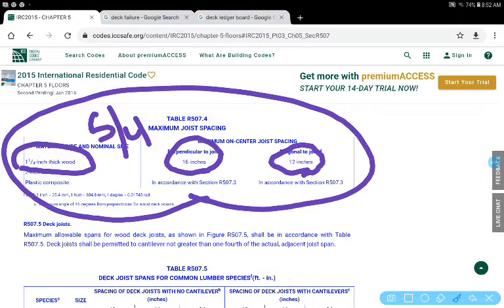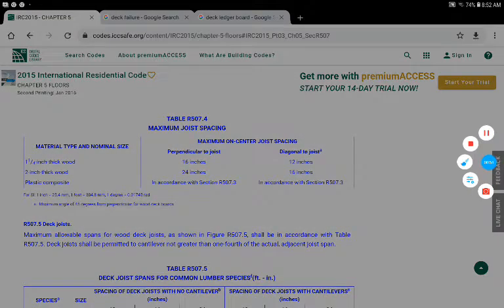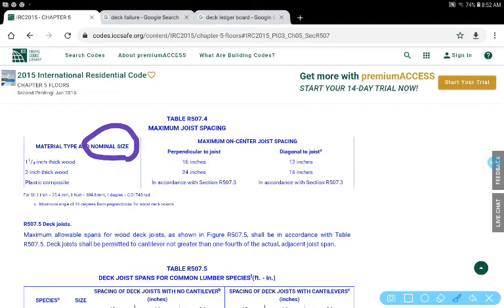Interesting enough, though, that board, even though it says 1.25", because it does say nominal right here, that's not the actual size. The actual size is 1 inch. So if you buy a 1.25" decking board, or if you call it 5/4 board, the actual thickness is 1 inch.